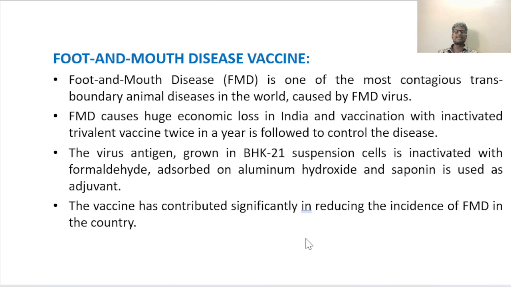Foot and mouth disease is another important vaccine. FMD is one of the most contagious transboundary animal diseases in the world, caused by the FMD virus. FMD caused huge economic loss in India as well as across the world, and vaccination with an inactivated trivalent vaccine twice a year is followed to control this disease effectively. The virus antigen grown in BHK21 suspension cells is inactivated with formaldehyde, adsorbed on aluminum hydroxide, and saponin is used as an adjuvant. The vaccine has contributed significantly in reducing the incidence of FMD in most countries.